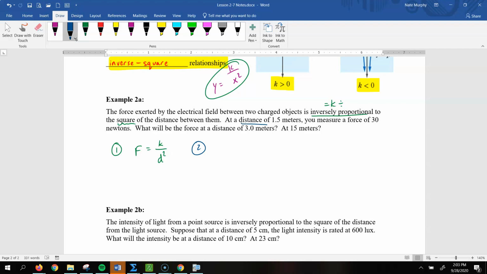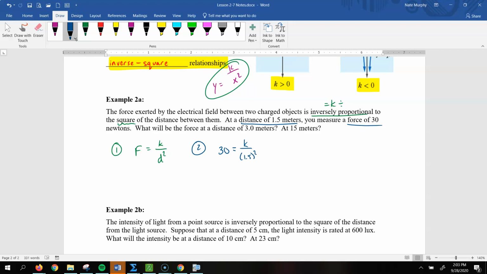So that tells us that they gave us a distance and they gave us a force at that distance. So you need to put these in the right spot. So it'd be the 30 is our force. So our force is 30 when the distance is 1.5. So here we're going to square that 1.5.